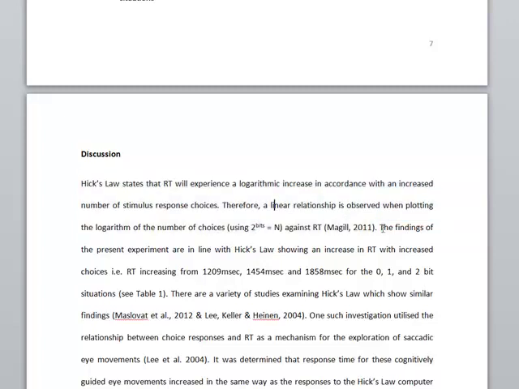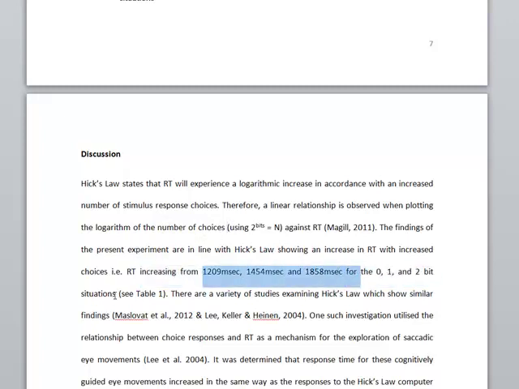Then the findings are, boom, see the findings of the present investigation. Now that you're comparing your results with other results, it often gets confusing whose results you're talking about. So we avoid that by saying the present investigation or the present experiment, meaning your results. That's what that actually means. And then previous investigations is the language that we use to describe other people's results. So here I've got the findings of the present experiment are in line with Hicks law, showing whatever they showed. So essentially that is a restatement of the results.